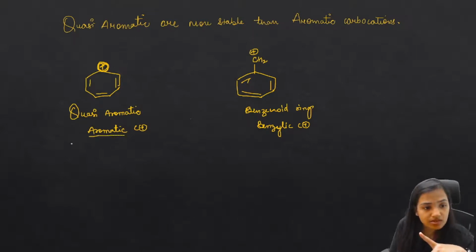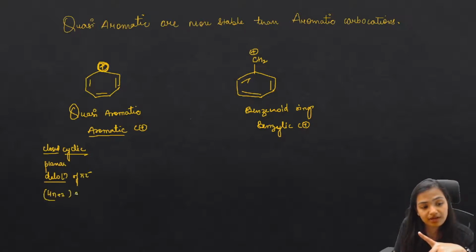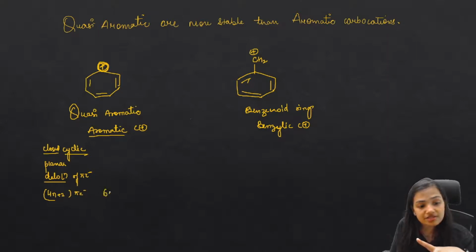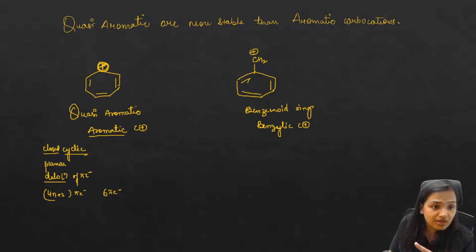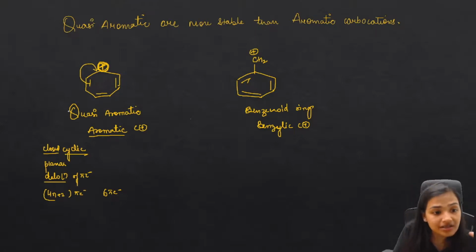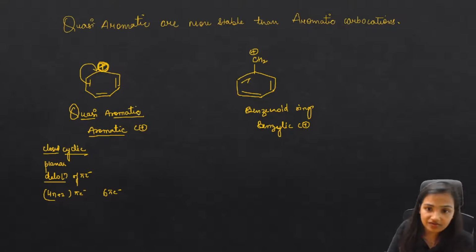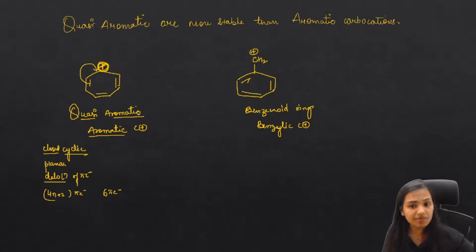Aromatic compounds are those compounds which have a closed cyclic ring, planar, there has to be a delocalization of pi electrons, and they must follow the Huckel rule, that is the 4n plus 2 pi electron rule. So here we have 6 pi electrons. This is a closed cyclic ring, planar, with delocalization of pi electrons, and this carbocation is a part of that delocalization. The carbocation is a part of that ring. That's why we can say that this is quasi aromatic. This concept is known as quasi aromatic. I have already created a session on this, you can go through that. Rest I'm repeating it here.